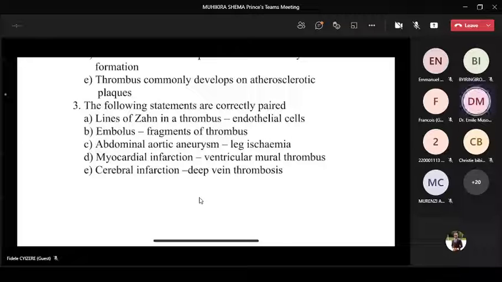What is the answer for number B? Number B is true. Why? Because we have seen that emboli are thrombi that have migrated. Yes. Number 3.